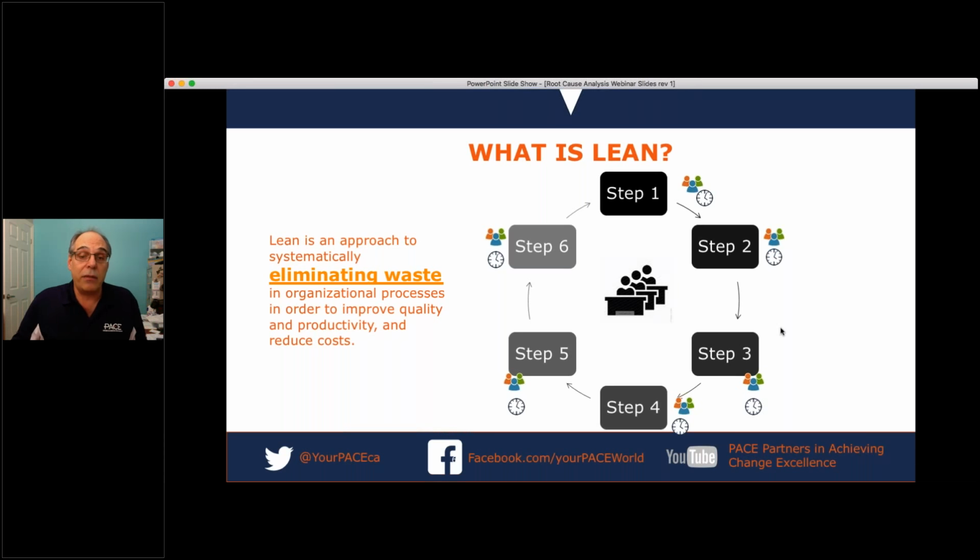We want to get rid of any waste we can find, even the smallest little thing, and you may find big ones. The idea is to take something that might take 6 or more steps, or however many steps you have in your procedures, and see if we can eliminate some of those unnecessary steps, unnecessary approvals that might be happening just because we've been doing it that way as long as I can remember.